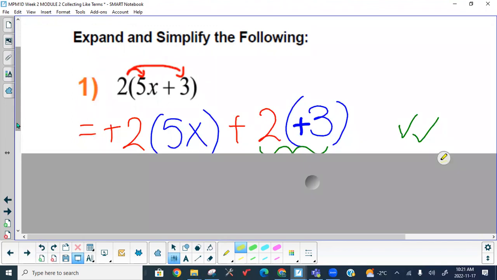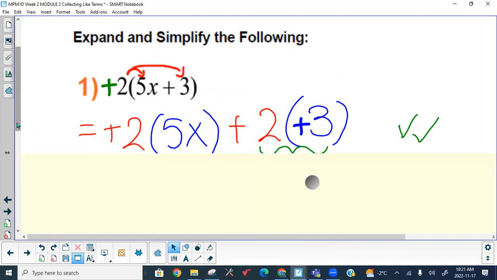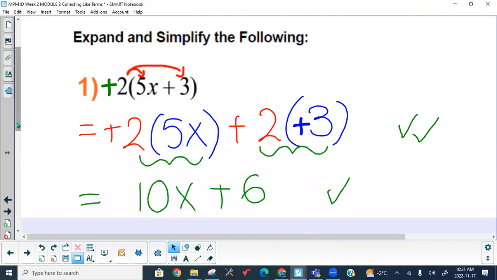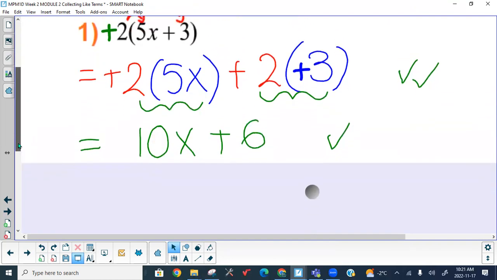So 2 times 5x, positive 2, I should mention that. This is a positive. So positive 2 times 5x, positive 2 times 3. Can someone tell me what positive 2 times 5x is? What is the answer to that? Yep. 10x. Yes, positive 10x. And I've revealed the answer by mistake.